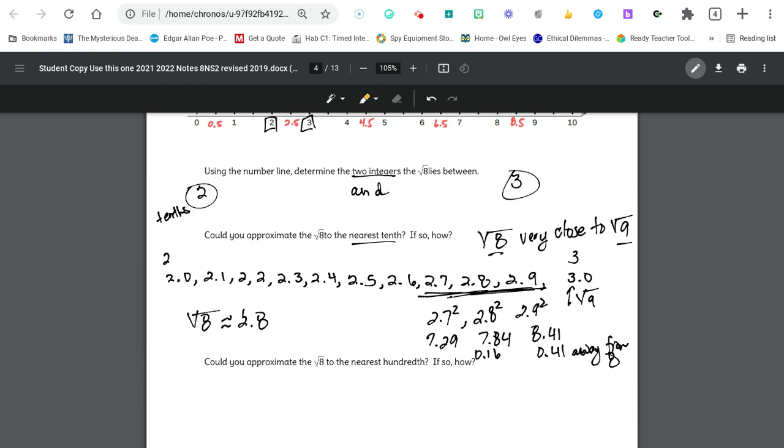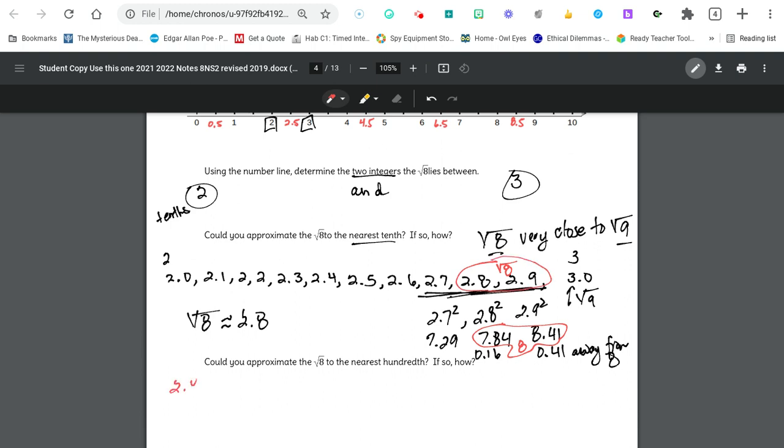Now, if you want to get a better approximation, you just go to the nearest hundredth. Just as we use the whole numbers to help us with tenths, we're going to use the tenths to help us with hundredths. So I'm going to go back and take a look. 8 lies between, let me change the colors here so you can see, 7 and 84 hundredths and 8 and 41 hundredths. Therefore, the square root of 8 lies between 2 and 8/10 and 2 and 9/10.